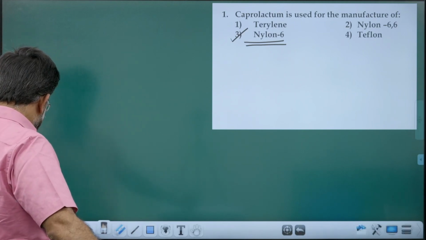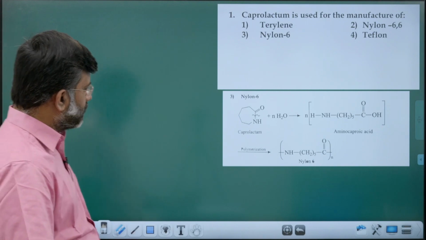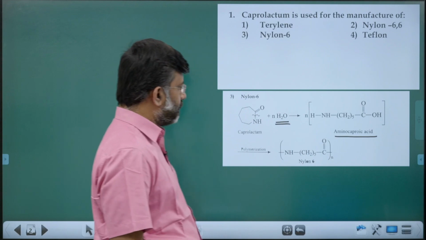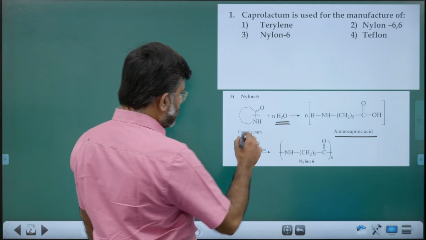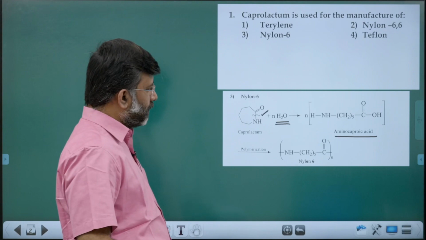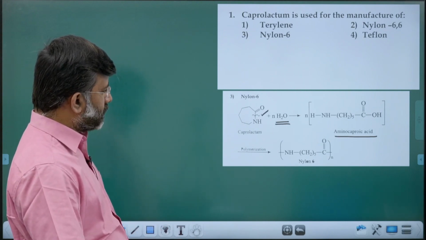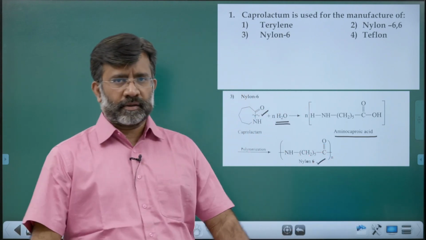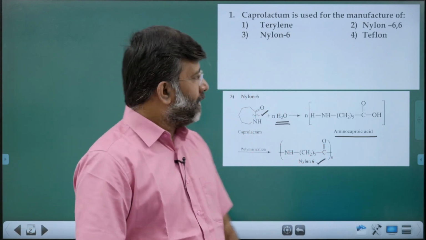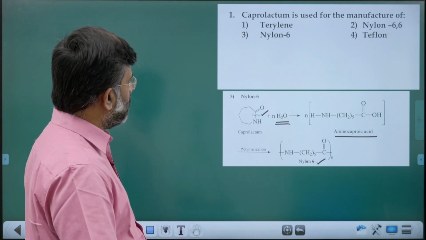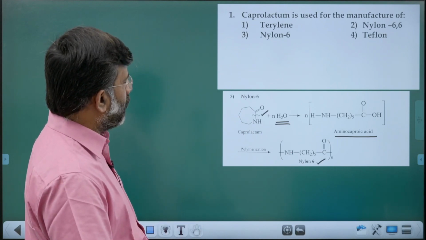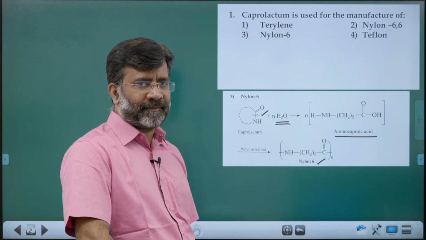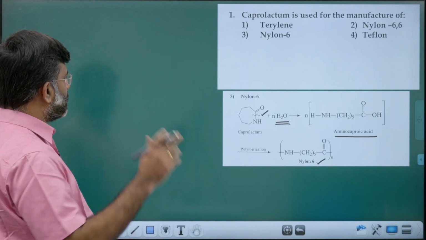And what is the reaction? This is caprolactam, which upon hydrolysis gives aminocaproic acid. It's breaking over this region as indicated. Aminocaproic acid upon polymerization gives nylon 6. Various other polymers are all known to you: terylene, so-called dacron, nylon 6,6, and Teflon, which will come in the subsequent questions. So the answer for that is the third choice.